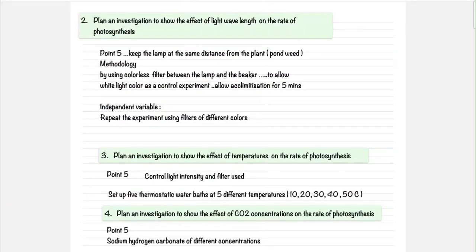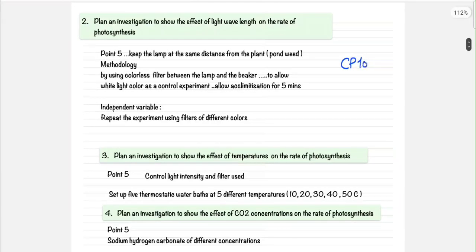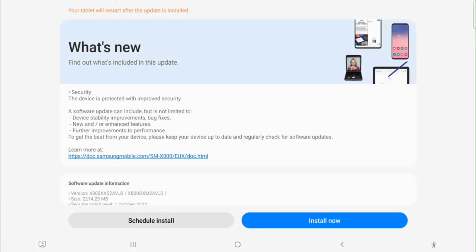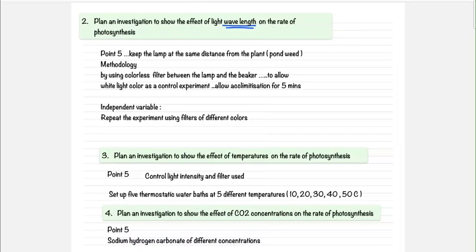Furthermore, these are more examples for our Core Practical 10. We talked now about the independent variable of light intensity. Now we have another independent variable, which is the light wavelength on the rate of photosynthesis. Keep the lamp at the same distance from the plant. Of course, now we're controlling it. Methodology: now use a colorless filter between the lamp and the beaker to allow white light as a control experiment. Allow acclimatization for 5 minutes.